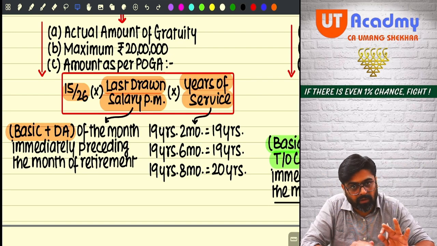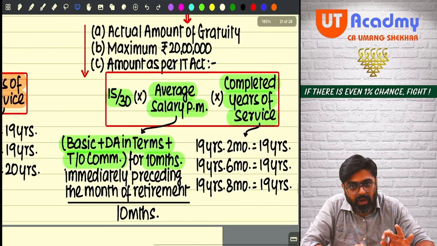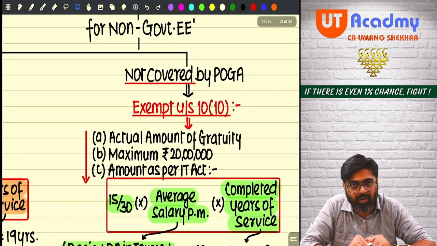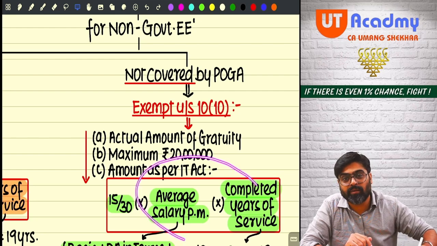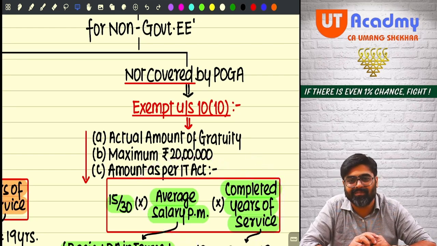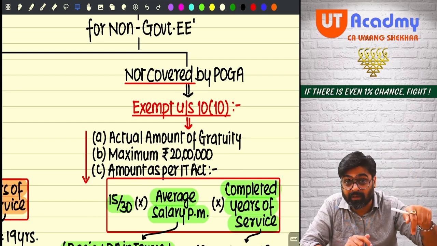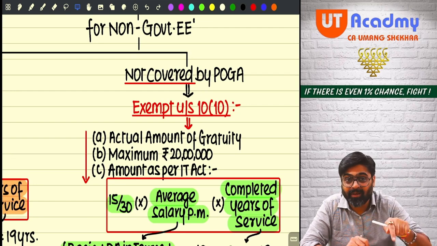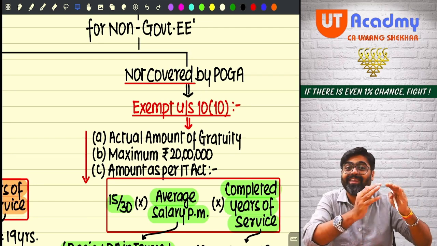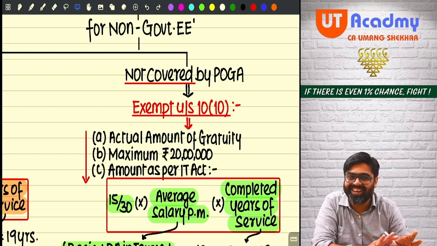Done? Now, are you covered by POGA? No, not covered by POGA. And still your employer gives you what? Gratuity. Then according to us, you should get maximum this much. According to us, meaning now according to the Income Tax Act, you should get this much as gratuity. And this limit is told in the Income Tax Act only.